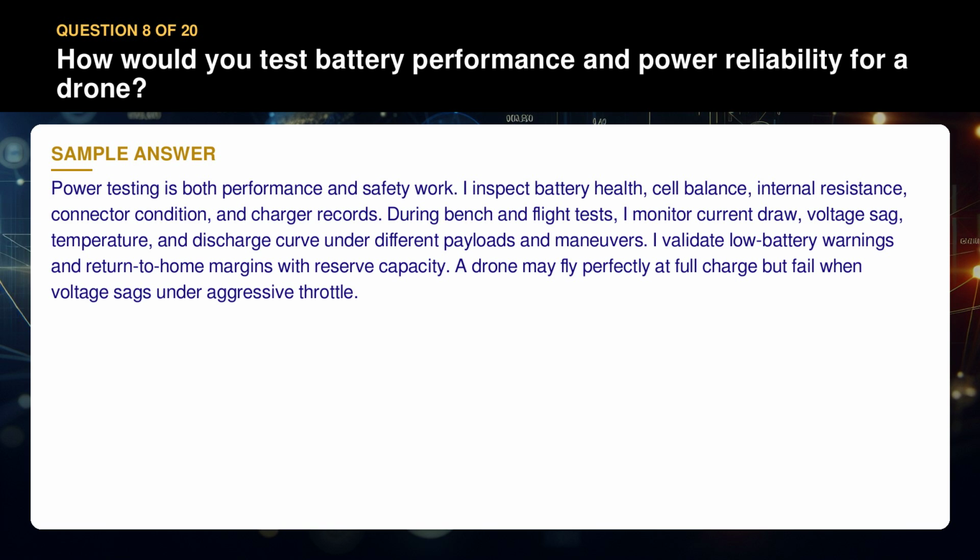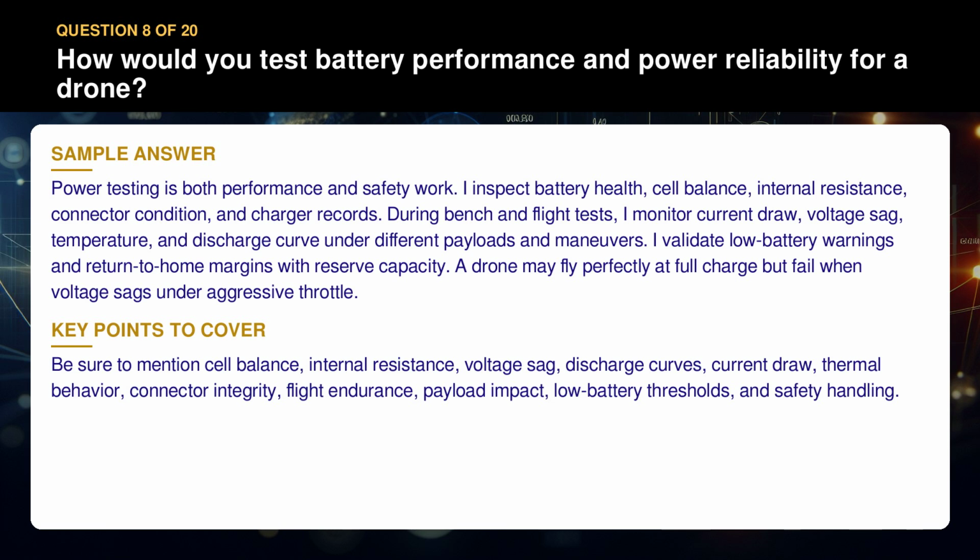I validate low battery warnings and return to home margins with reserve capacity. A drone may fly perfectly at full charge, but fail when voltage sags under aggressive throttle. Be sure to mention cell balance, internal resistance, voltage sag, discharge curves, current draw, thermal behavior, connector integrity, flight endurance, payload impact, low battery thresholds, and safety handling.